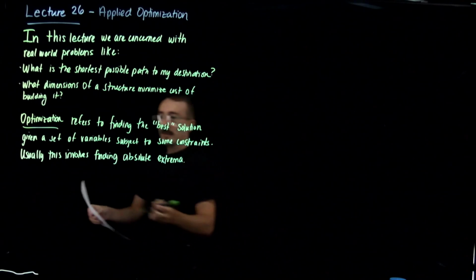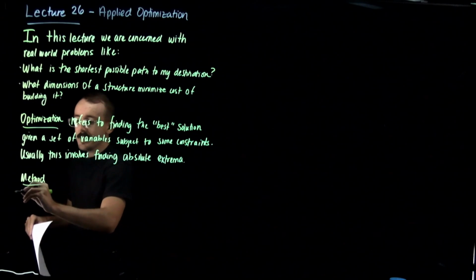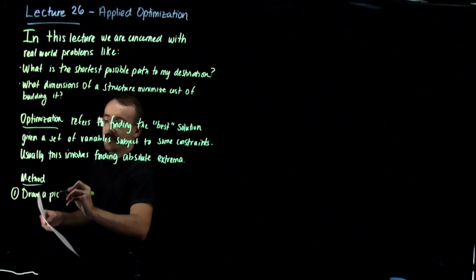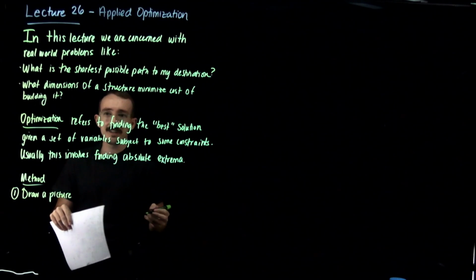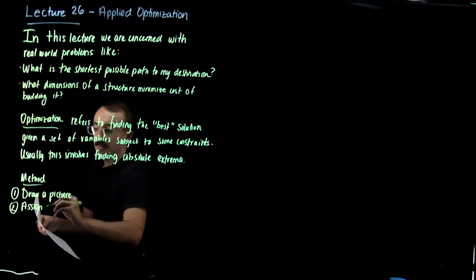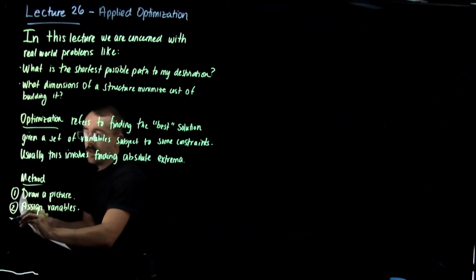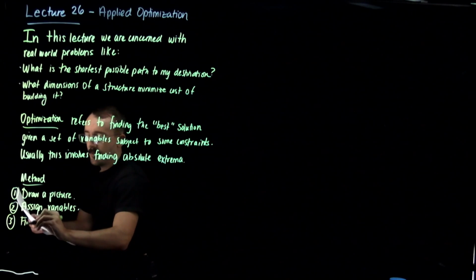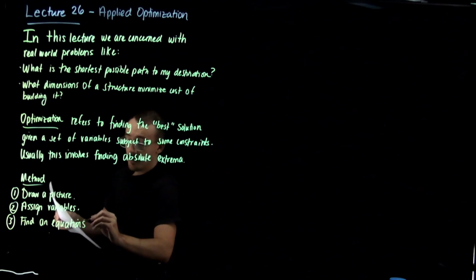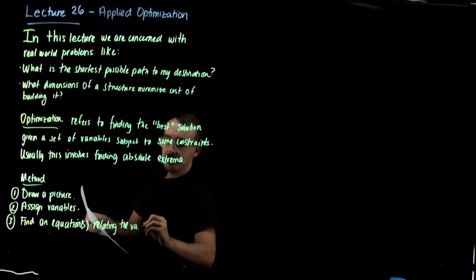So here's our method that we're going to go through to solve these types of problems. Just like related rates, the first thing I want you to do is always to draw a picture, especially if the situation is very complicated to visualize. The second thing you'll do is assign some variables, based on the different unknowns that you see in the problem. Next, for 3, you're going to find an equation, or it could be multiple equations, relating the variables that you just defined in step 2.